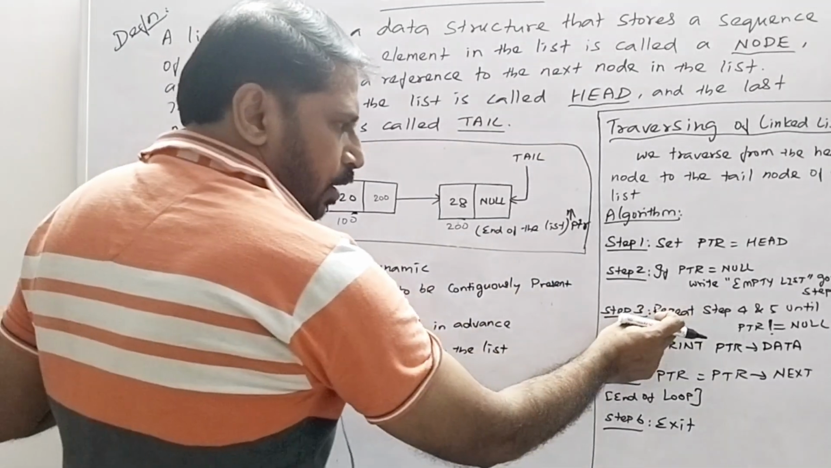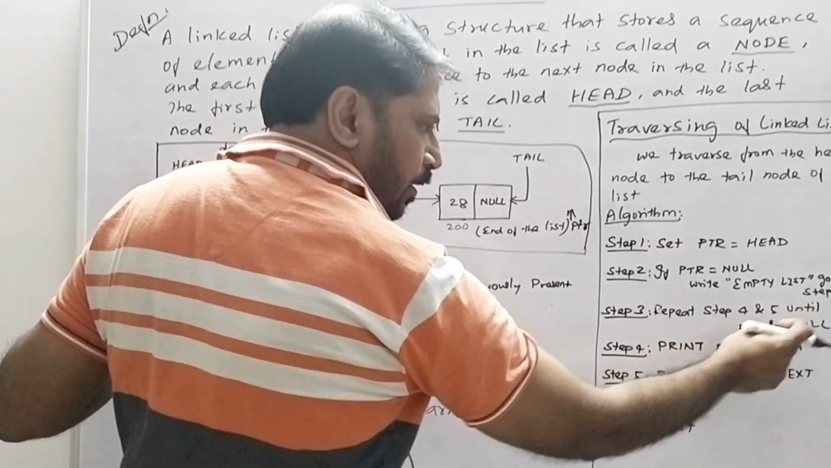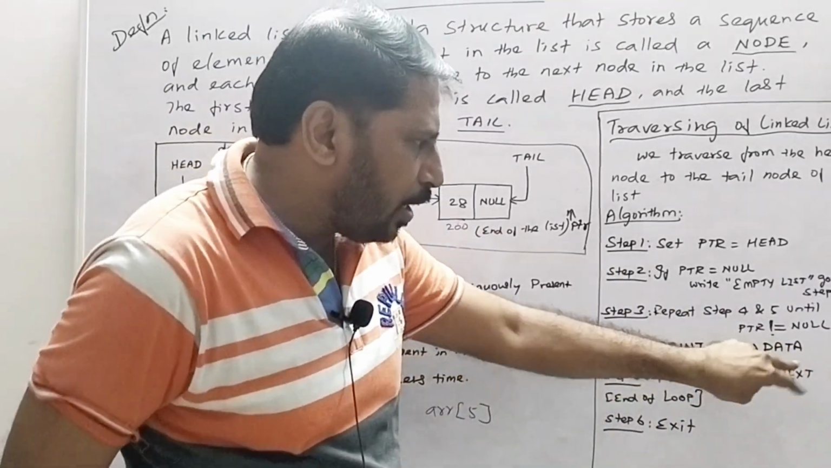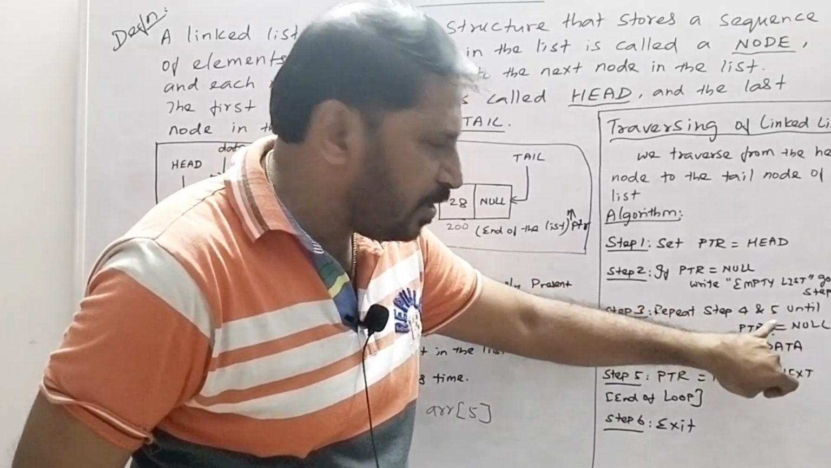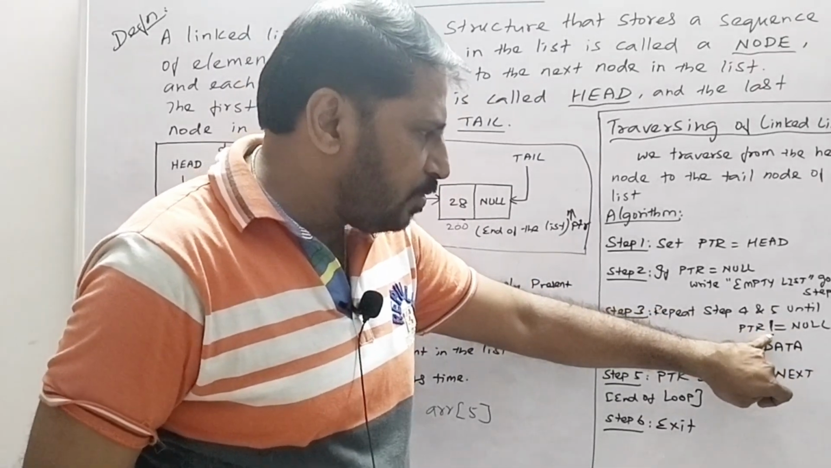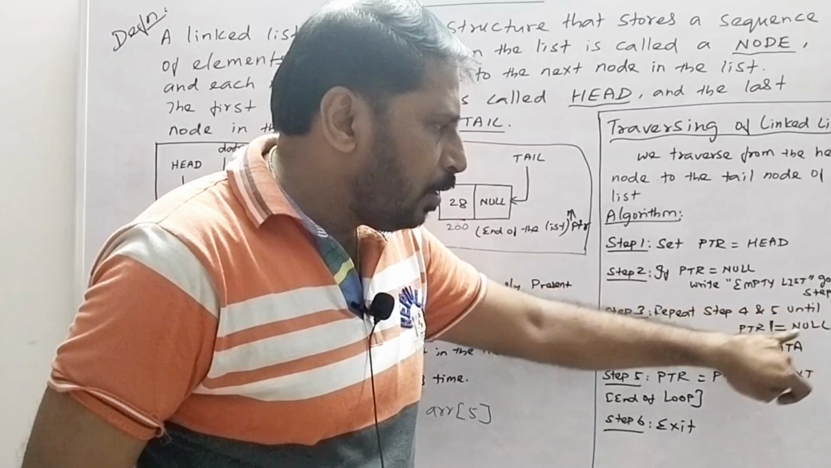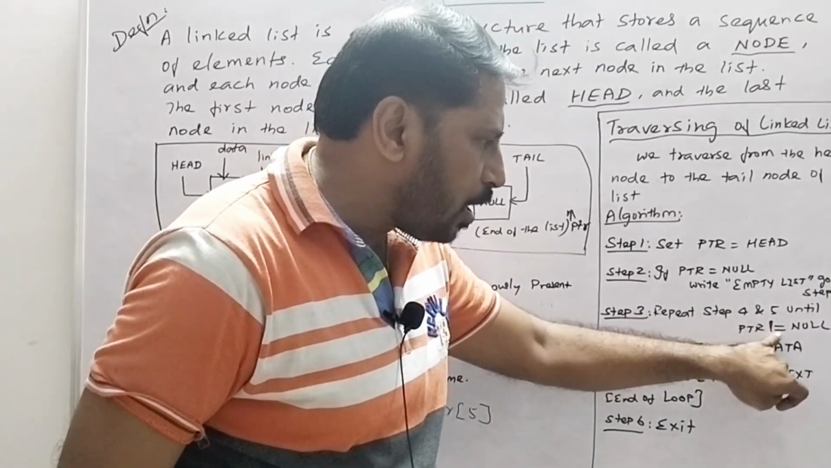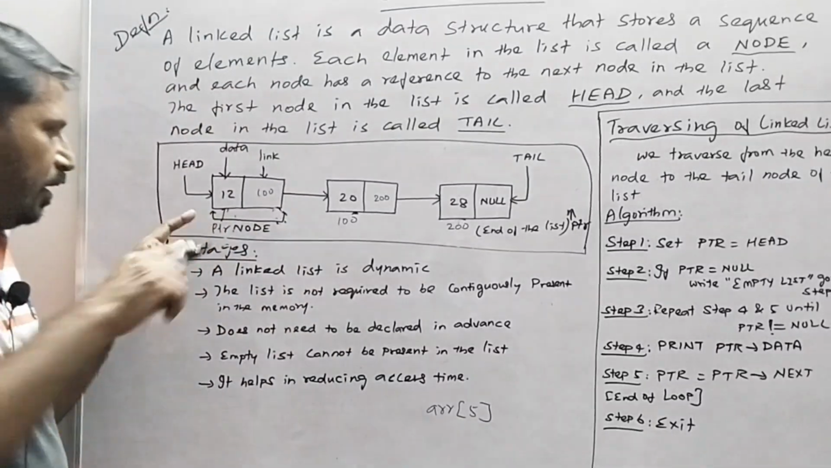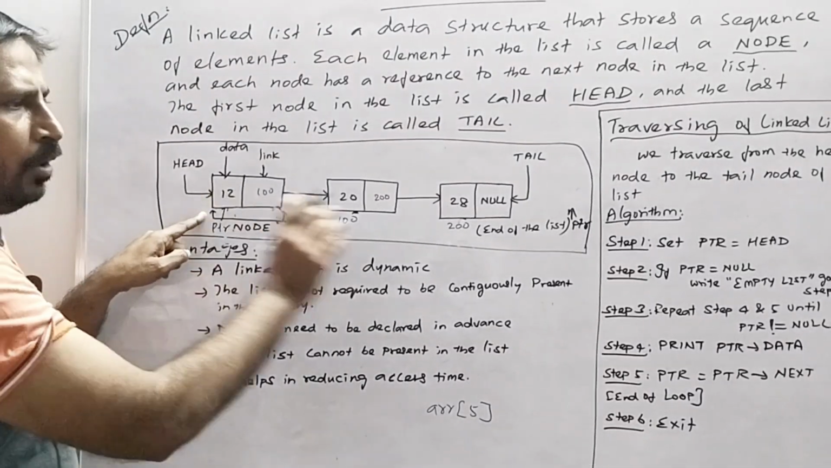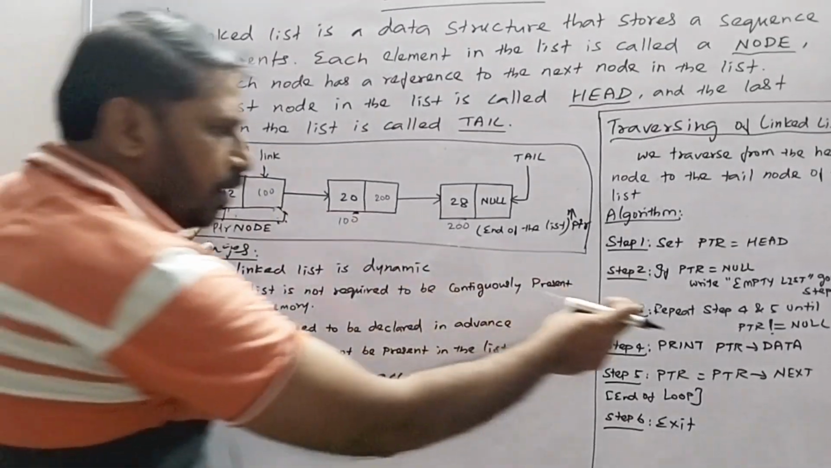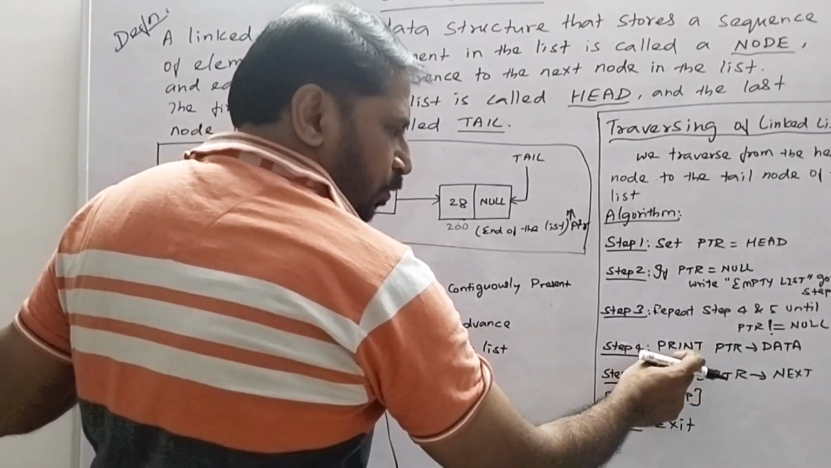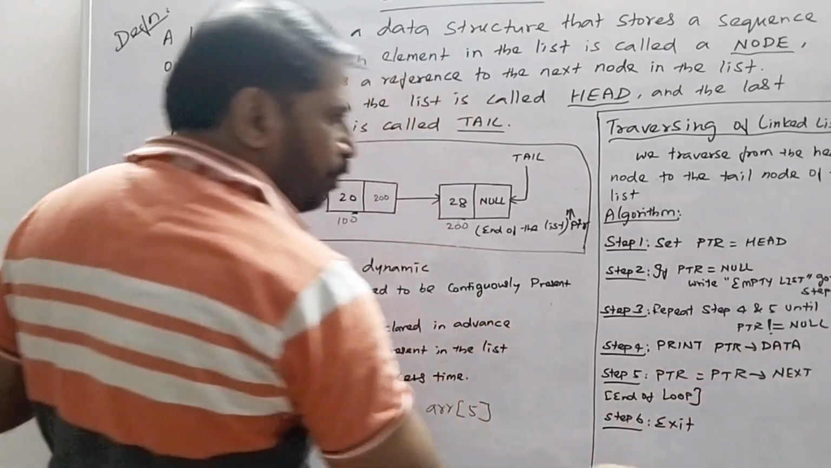Step 3 is repeat steps 4 and 5 until pointer not equal to null. This symbol represents not equal to, as we already know from programs. So the condition is pointer not equal to null. The pointer has a value, it is not equal to null, so I have to do step 4. Step 4 is print pointer data.